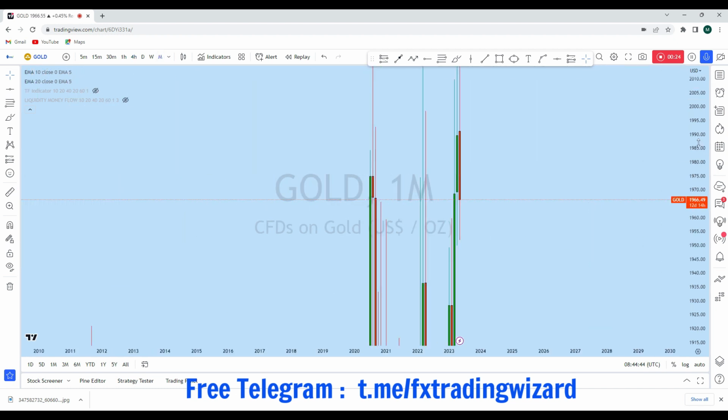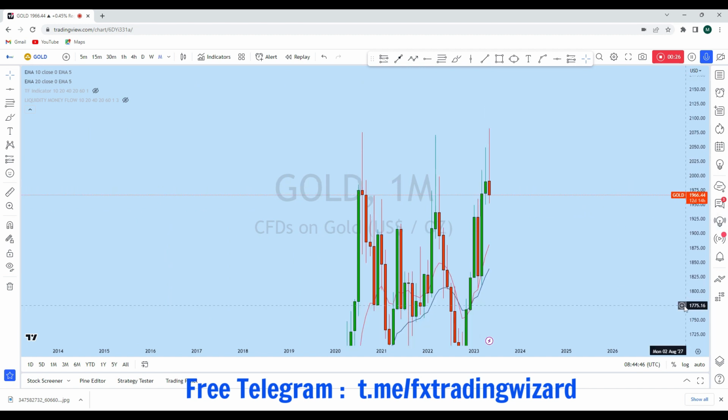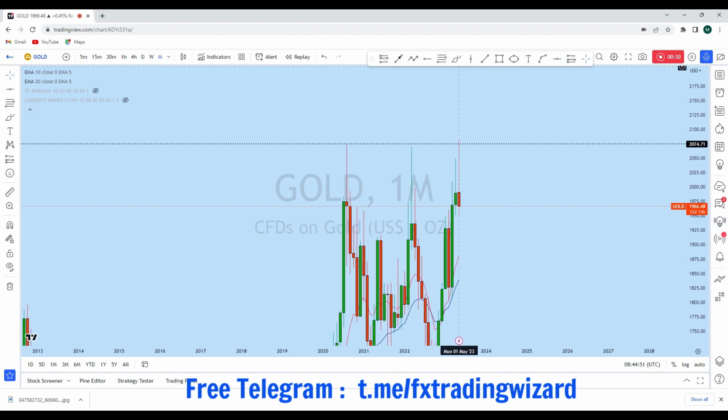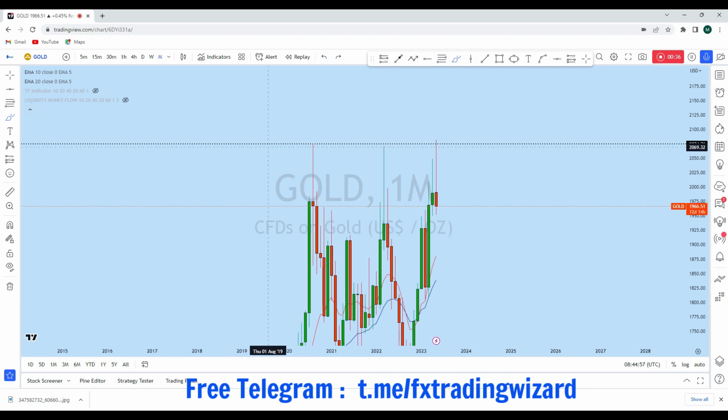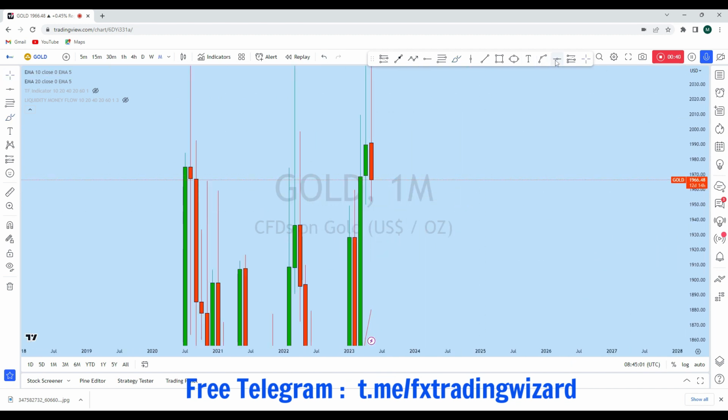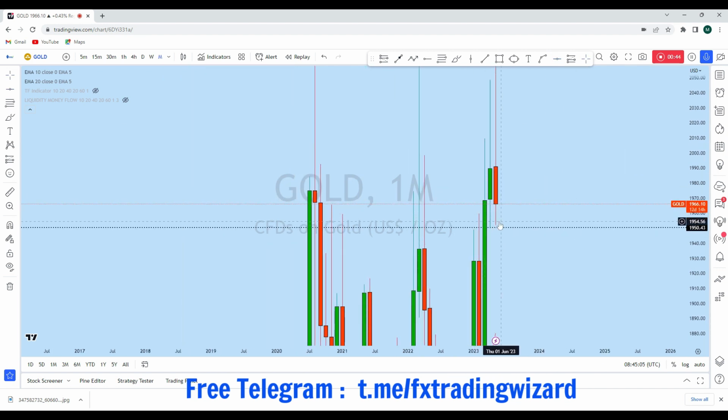First of all, on the monthly, we see that gold, after creating an overextended market to the upside and a historical high, has had a strong rejection. With that rejection, we saw gold testing this previous monthly low, and it just created a higher low with the previous monthly candle. Primarily, we see a bounce to the upside.